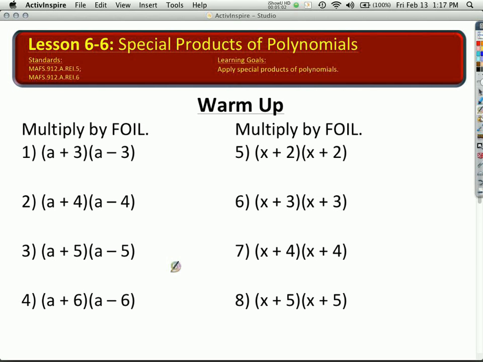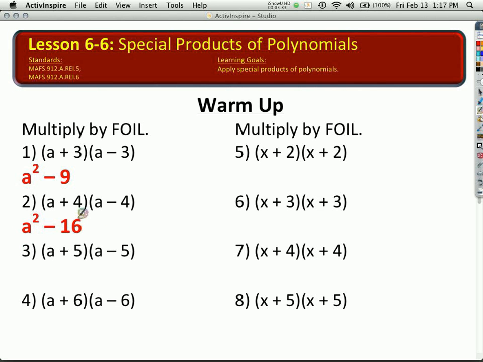So number 1, what did you get? I got student 4 and 19. What'd you get? Student number 19. So 2 students agree. A squared minus 9. Number 2, going down. I got student 12 and student 17. Student number 12. A squared minus 16. So you 2 agree that it is a squared minus 16.